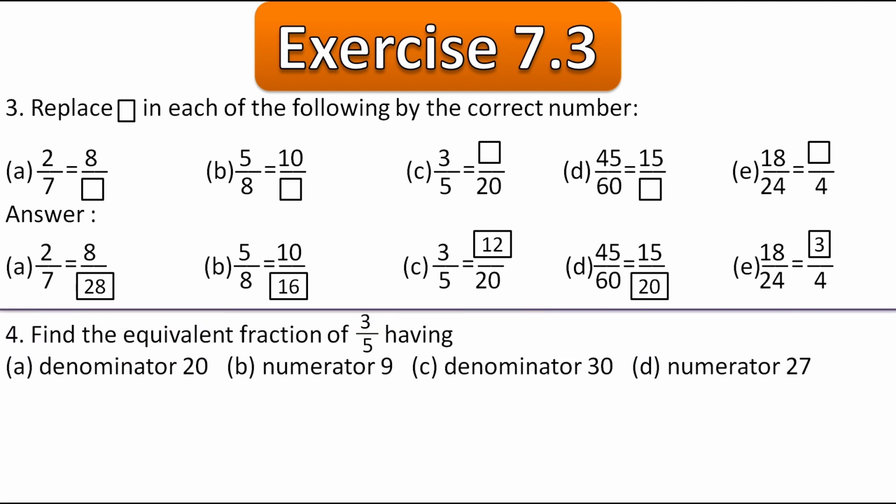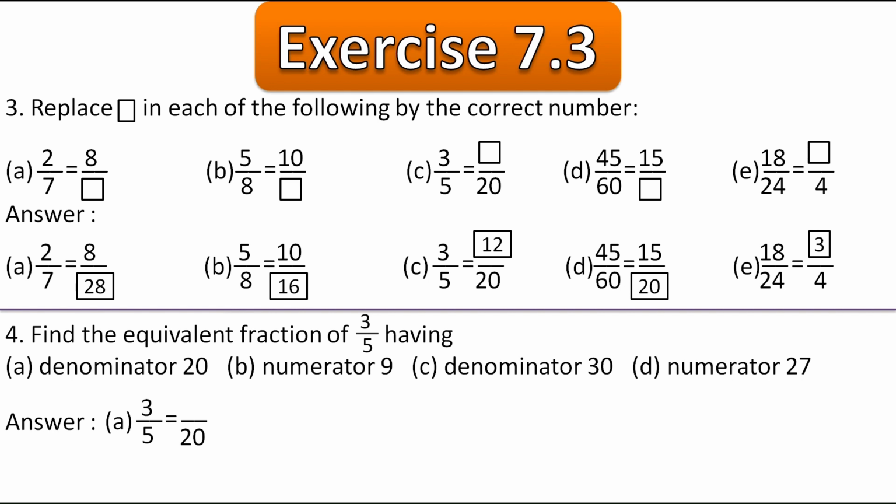Find the equivalent fraction of 3 upon 5 having denominator 20, numerator 9, denominator 30 and numerator 27. Now this question is exactly same as this previous question, just they have given in the words, they didn't give like this way. Okay, so first we will write the question in this term. Okay, so here the first one is denominator 20. Okay, we have to find numerator for this fraction 3 upon 5.